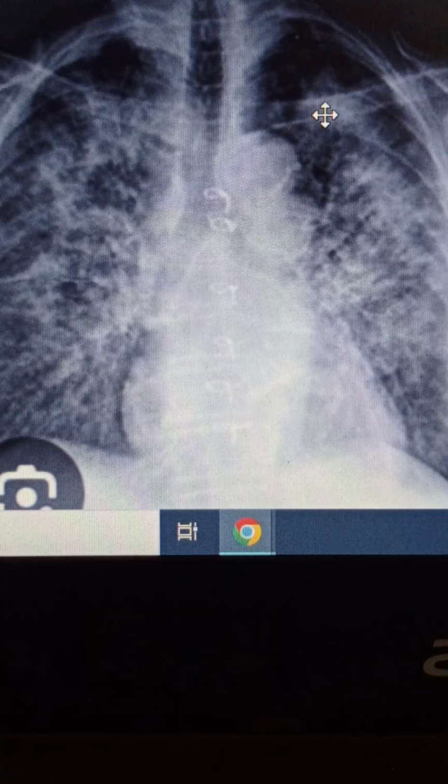This is the x-ray of pulmonary edema because when we auscultated him, he was having crackles. So this is a classic x-ray of pulmonary edema. You can see the bat wing appearance, bat like this one. So this is classic for pulmonary edema.